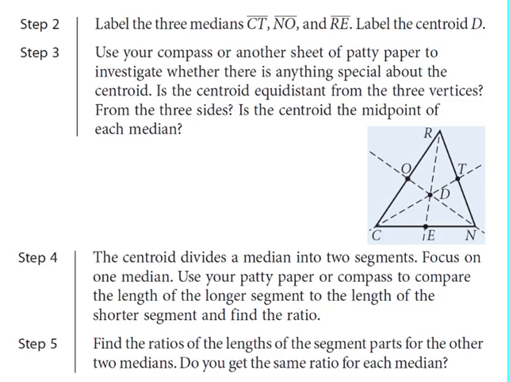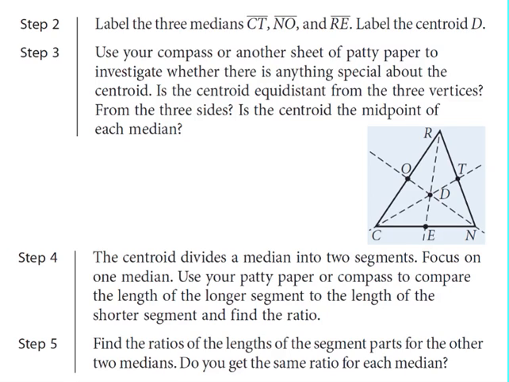So CT, NO, and RE, label the centroid D. Now it says use your compass, but I don't want you to use another sheet of patty paper to investigate whether there's anything special about the centroid. Instead of using your compass, use your ruler, or those of you that have your protractor, use the measurement side. Is the centroid equidistant from the three vertices? That's the first thing I need you to check.